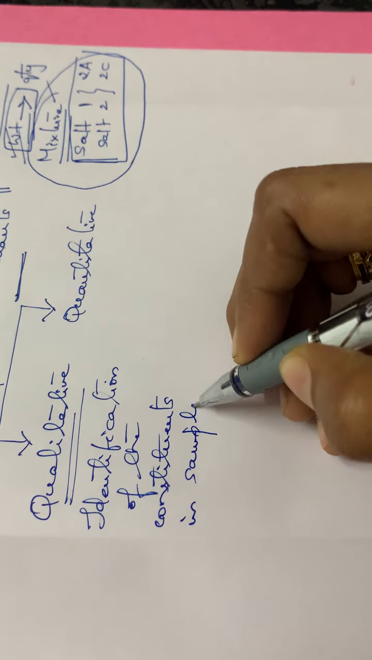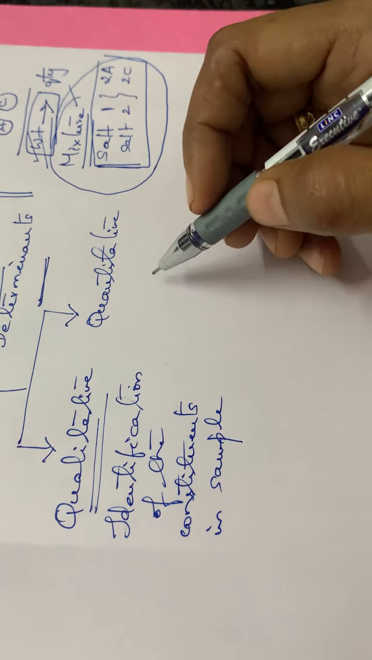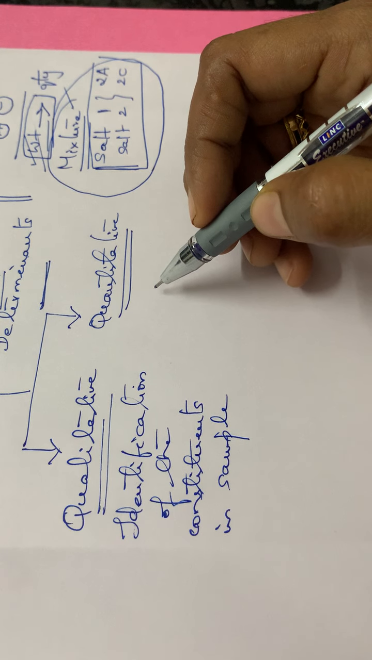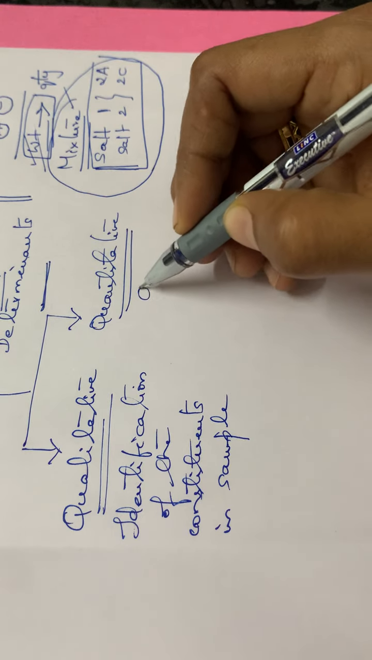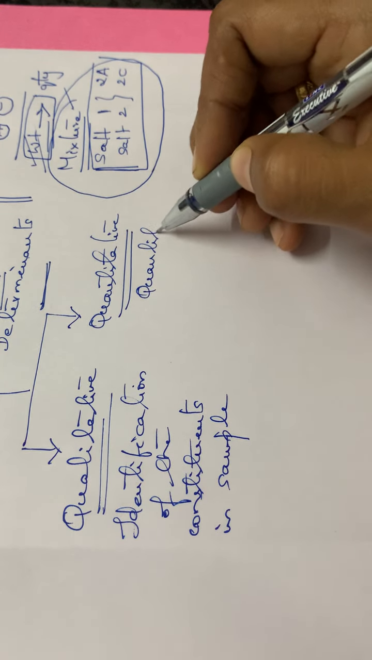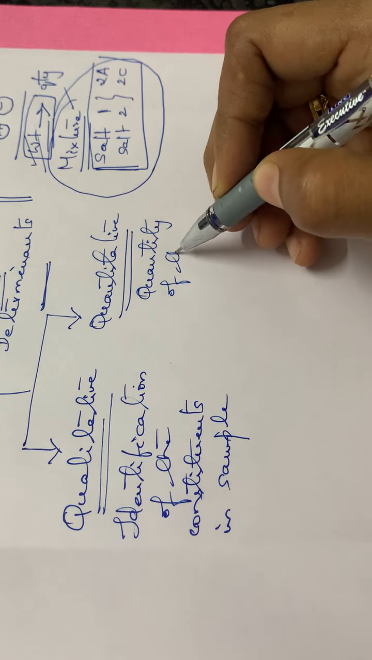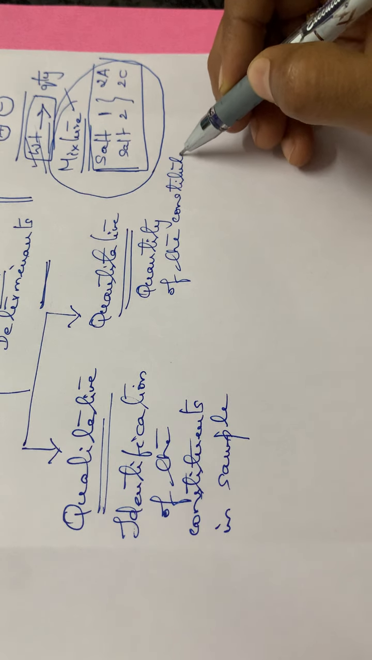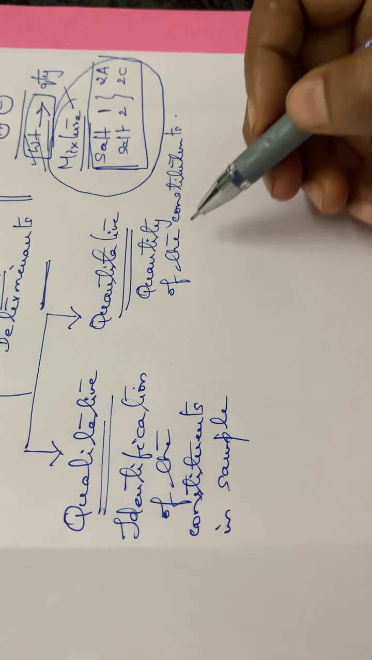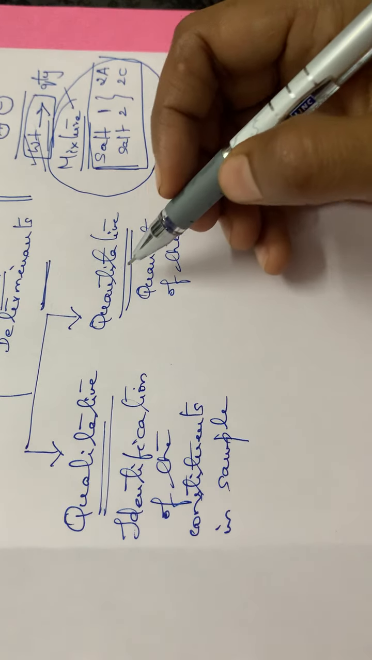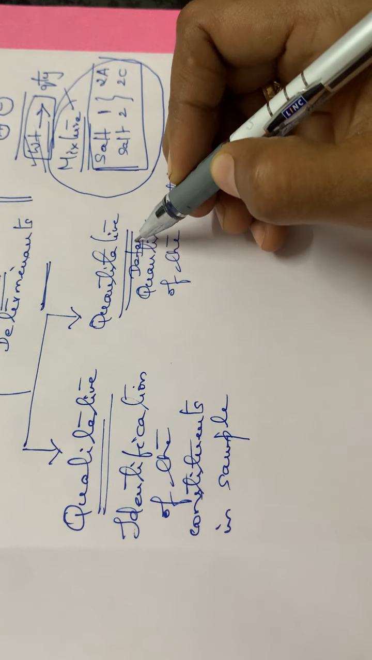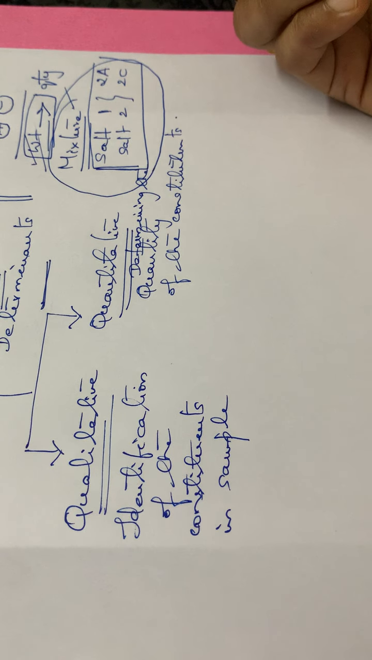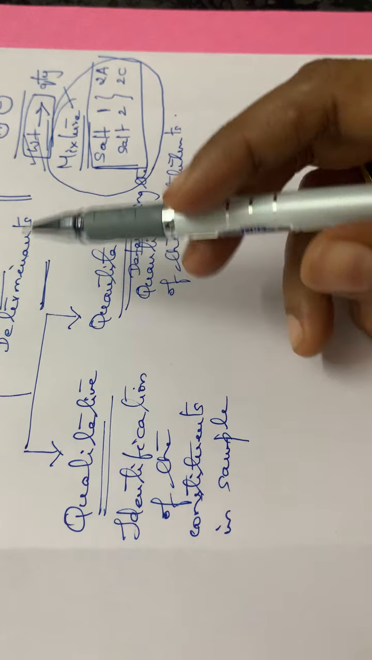Okay, so in qualitative we are identifying the constituents, and in quantitative analysis we are determining the amount of the substance or the amount of the constituents or weight of the constituents or quantity. We are determining the quantity of the constituents. So in one case, it is the identification of the constituents, and in another case, it is determining the quantity of the constituents. Okay. Determining the quantity of the constituents. Okay, so these are the two major parts of this analytical chemistry.